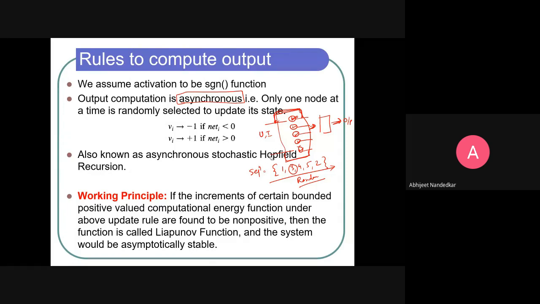After allowing all of them one by one to change their state, one step is over, but that is not the final output. So what we do is allow all of them one more time to change their state as per this same sequence again. And we keep on repeating the calculation of output till the output is stable.